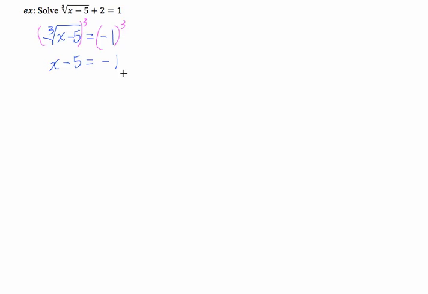Okay, and then from here you just solve. This one's very easy to solve. X minus 5 equals -1. Add 5 to both sides to get -1 plus 5, which is 4. And let's do a check. You will run across some where the answers don't work, I promise.